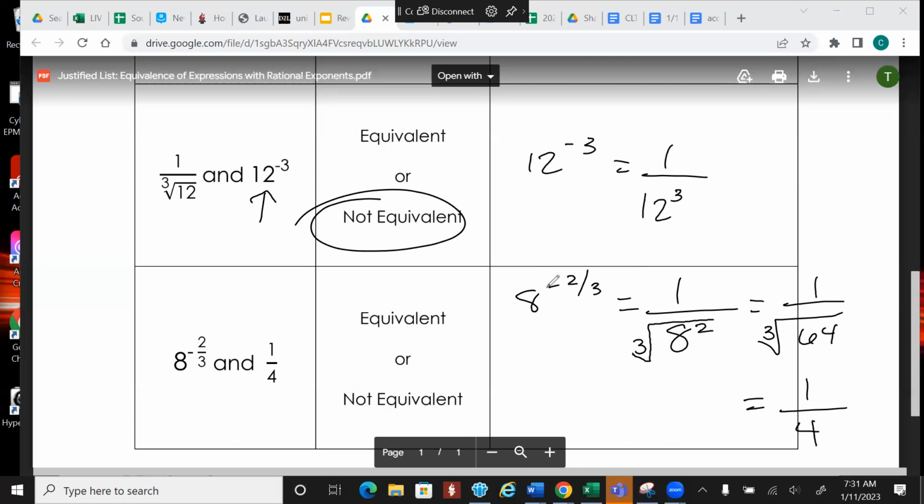Okay, so here it is again. We went from a rational exponent, turned it into a radical, squared that 8, then took the cubic root of 64. If you're not sure about this one, you can use Desmos on this guy and it'll help you. And we got 1/4. Ta-da!